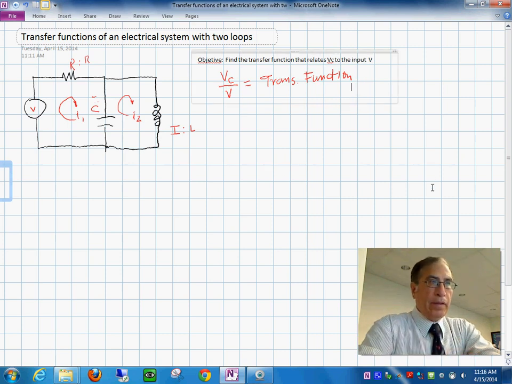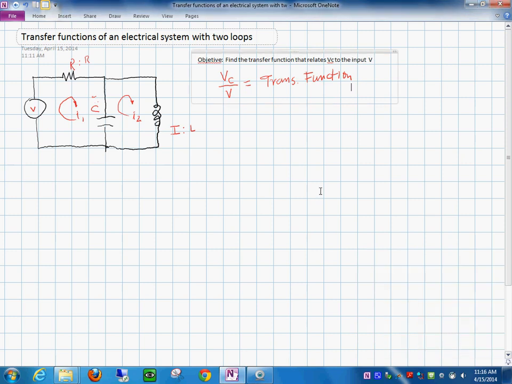Okay. So let me disappear here for a second, and we'll concentrate on this now. What are the steps that we need to do to do this? So why don't we put this here. Step one would be to derive the system equations. Okay, so let's do that.